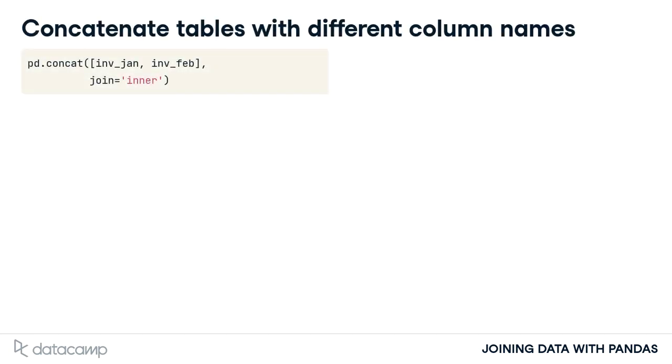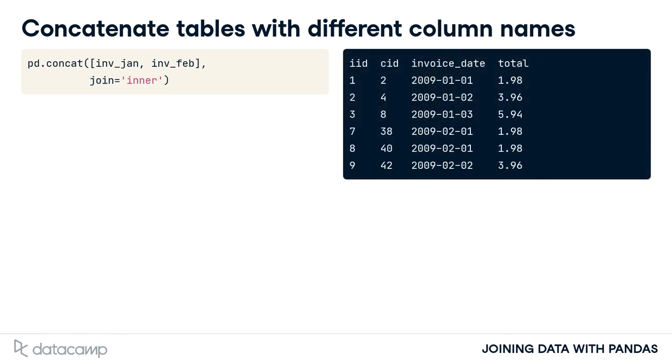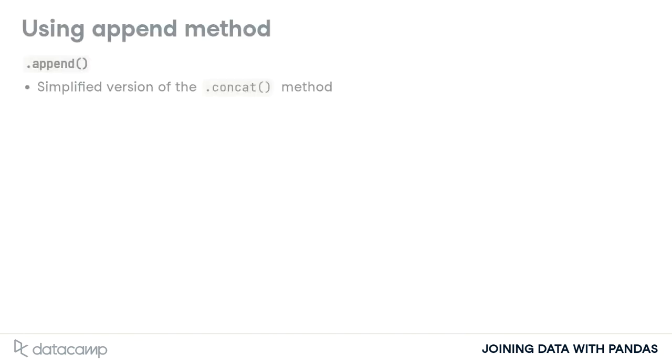If we only want the matching columns between tables, we can set the join argument to inner. Its default value is equal to outer, which is why concat by default will include all of the columns. Additionally, the sort argument has no effect when join equals inner. The order of the columns will be the same as the input tables. Now, the billing country column is gone, and we're only left with the columns the tables have in common.